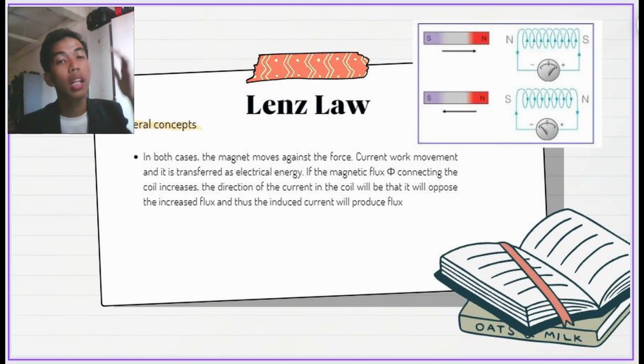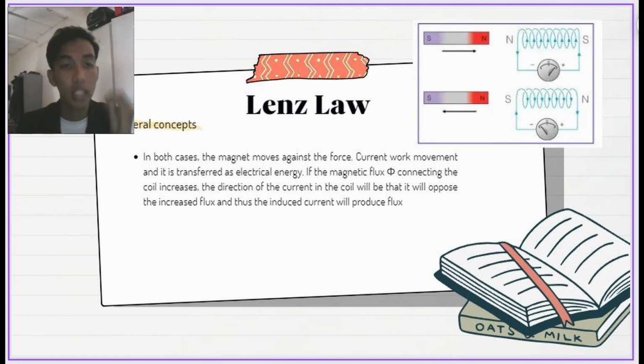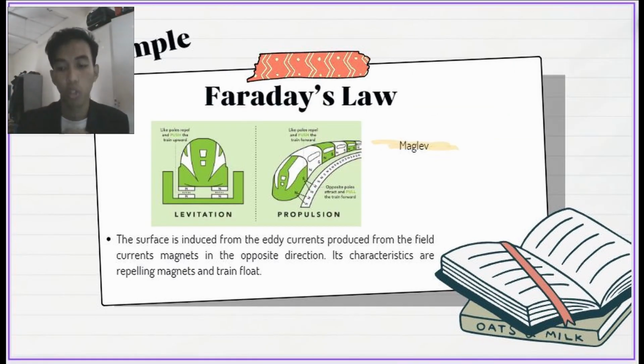So we go to the last law, which is Lenz's law. The general concept for Lenz's law is that in both cases, the magnet moves against the force of the current, and the work of movement is transferred as electric energy. If the magnetic flux linking the coil increases, the direction of the current in the coil will oppose the increase in flux, and thus the induced current will produce its own flux. At the top right of this slide, we have an example diagram related to this law.